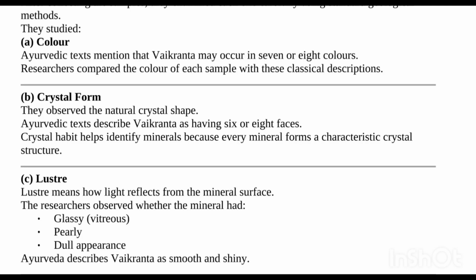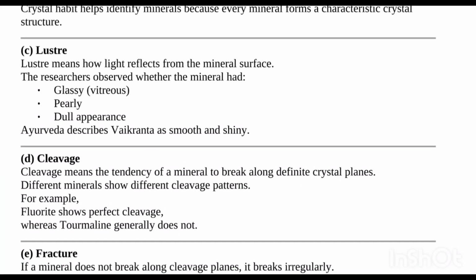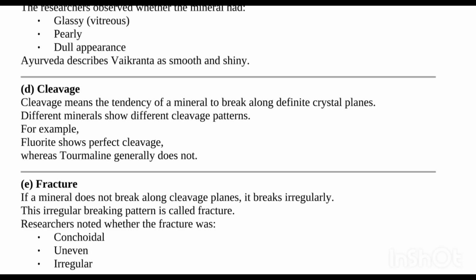Now they studied luster, meaning how light reflects from the mineral's surface. The researchers observed whether the mineral had a glossy, pearly, or dull appearance, while Ayurveda describes Vaikrant as having a smooth and shiny luster. Now they studied the cleavage, meaning the tendency of a mineral to break along definite crystal planes.